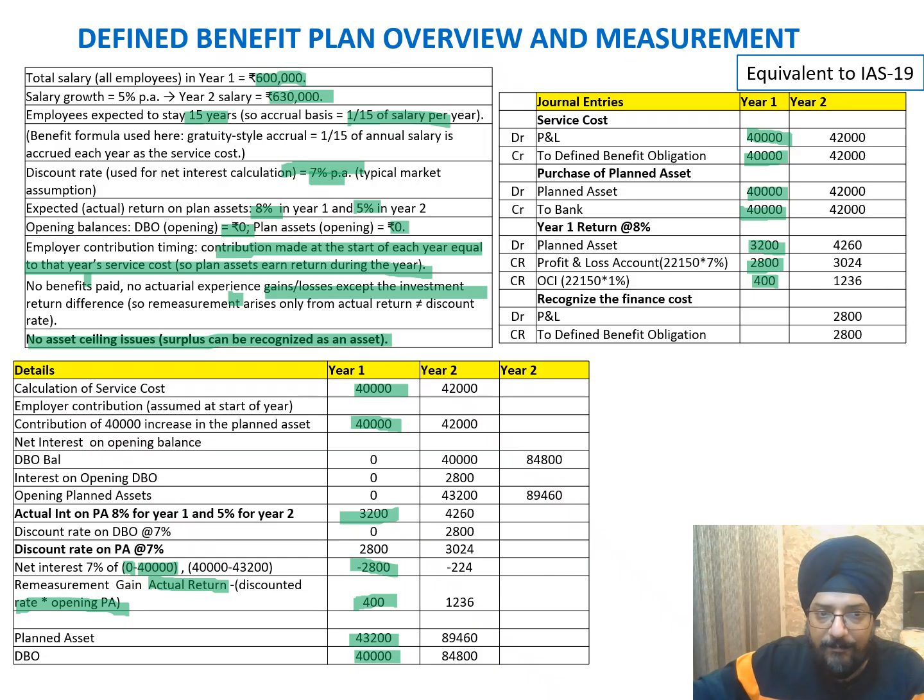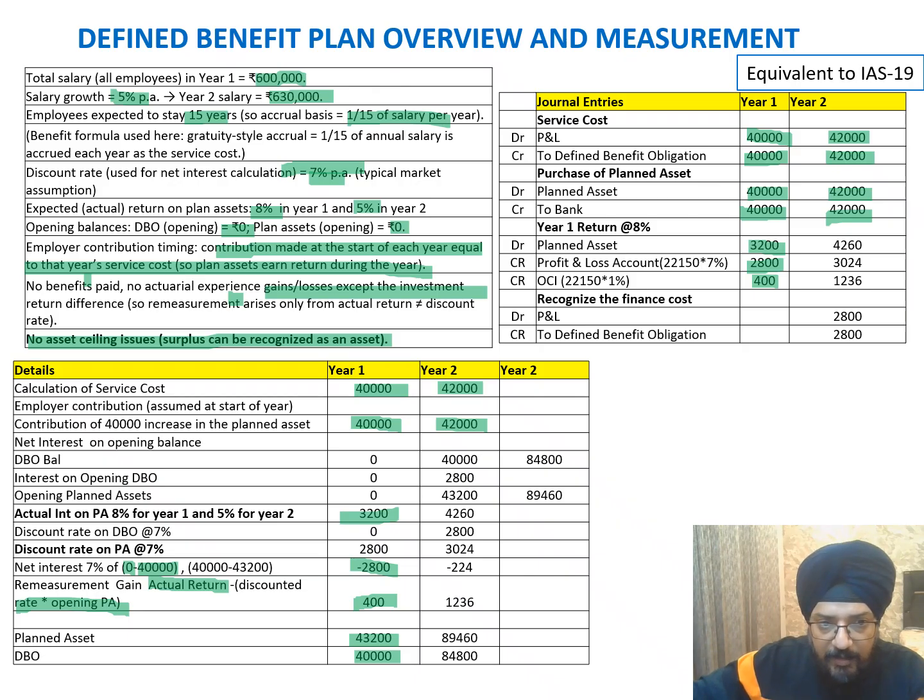In the next year, we again have to calculate the service cost. Now we are saying that there's a salary growth of 5%, which means that our contribution will increase by 5% on 40,000. So our service cost will become 42,000, and the amount will again be utilized and invested in my planned asset. So 42,000 investment in the planned asset. You can see the entry here. We have created the service cost by debiting the P&L, crediting the defined benefit obligation, and then we have created a planned asset here. Again, we have purchased the planned asset of 42,000.